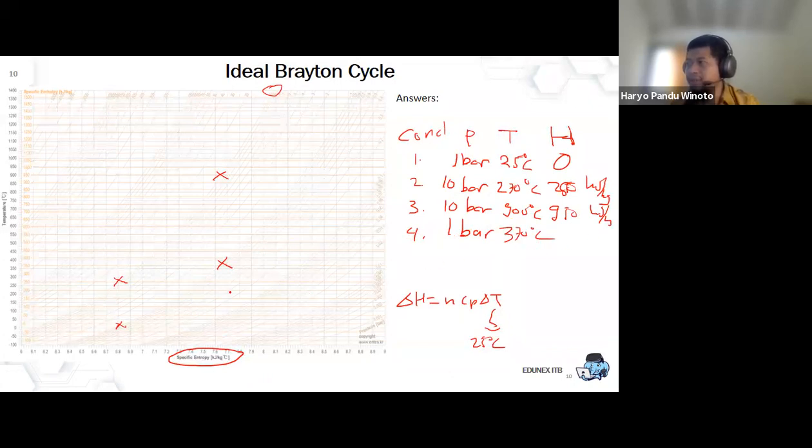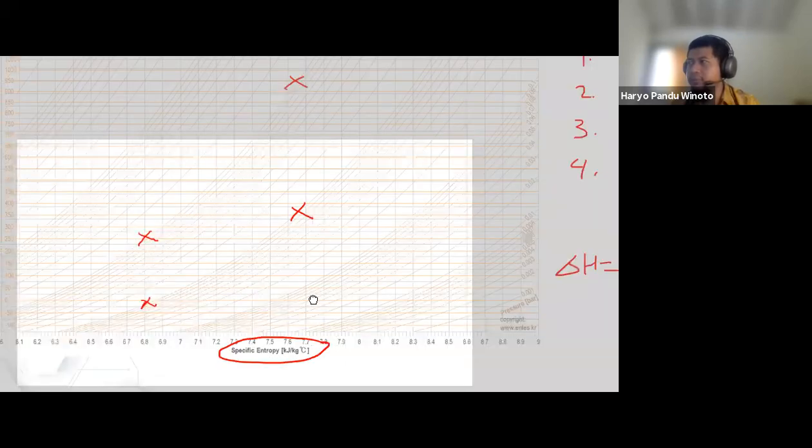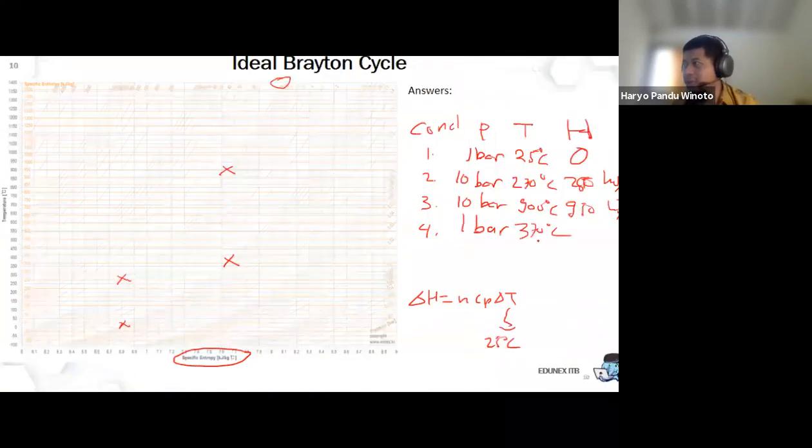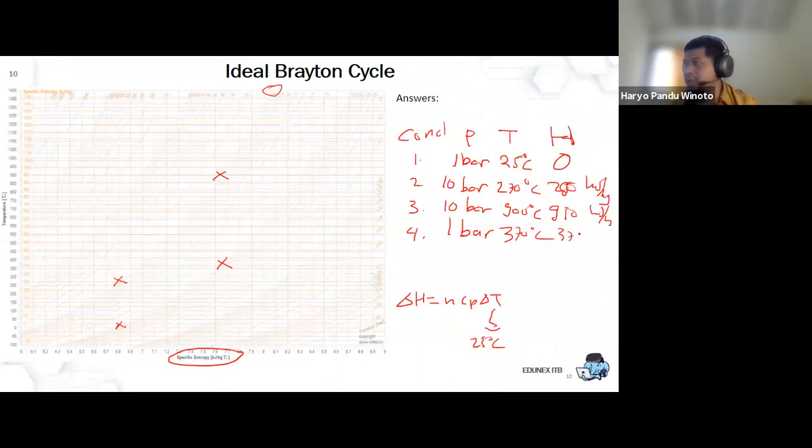Then what is the enthalpy at 4? 350, maybe. 380, I'm not sure, 370 maybe. 370 kilojoule per kilogram. Okay. So, have you guys found it? So, let's go back to the question.